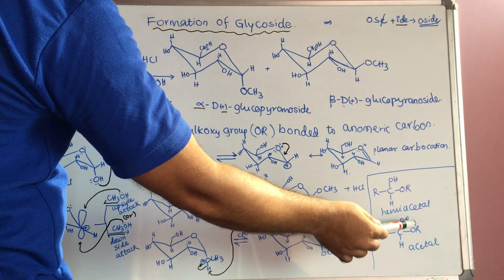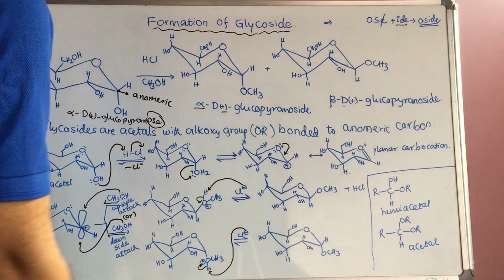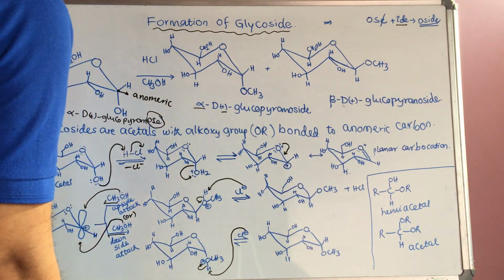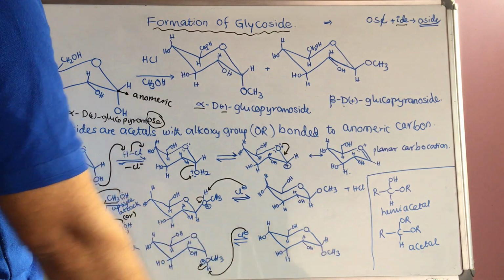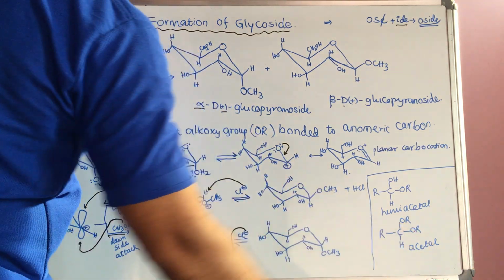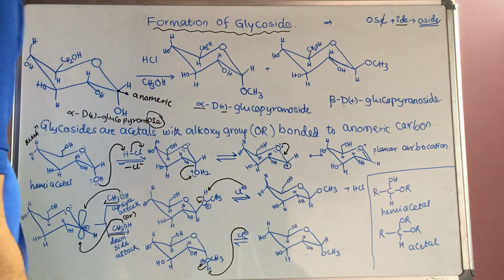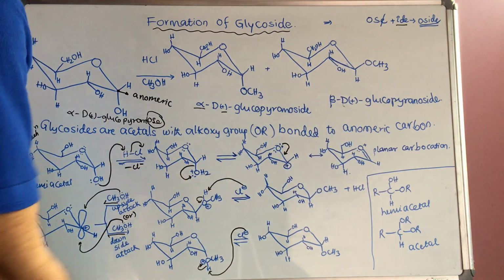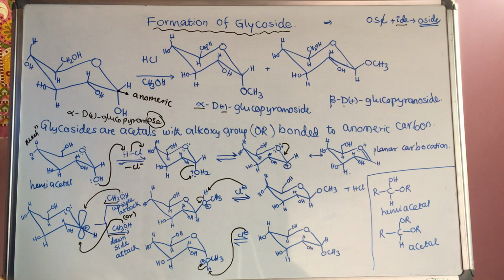If both are ether form, then that is called an acetal. In some books it is also given as a ketal, but nowadays the ketal form is removed. According to IUPAC, we have to use only acetal. Whether it is from a ketone or an aldehyde, we now pronounce it as acetal, because some lecturers still use the word ketal, but according to IUPAC we use acetal only.